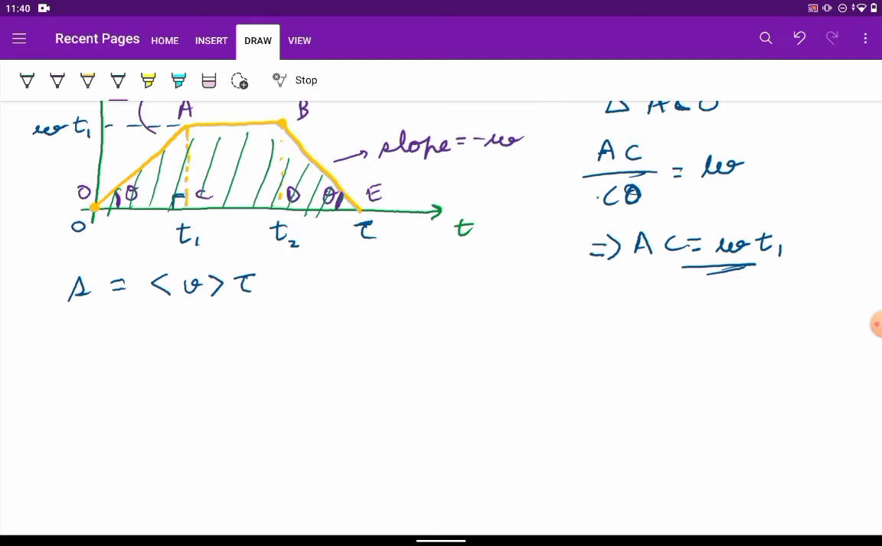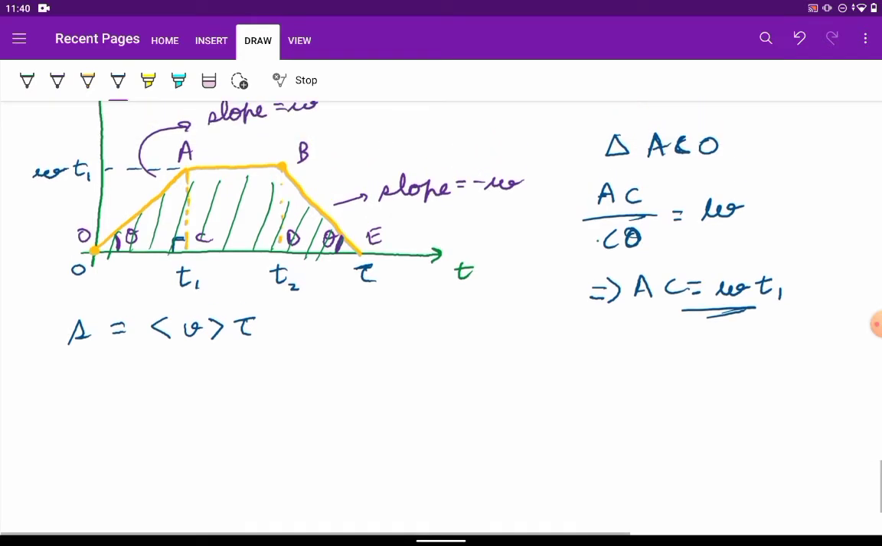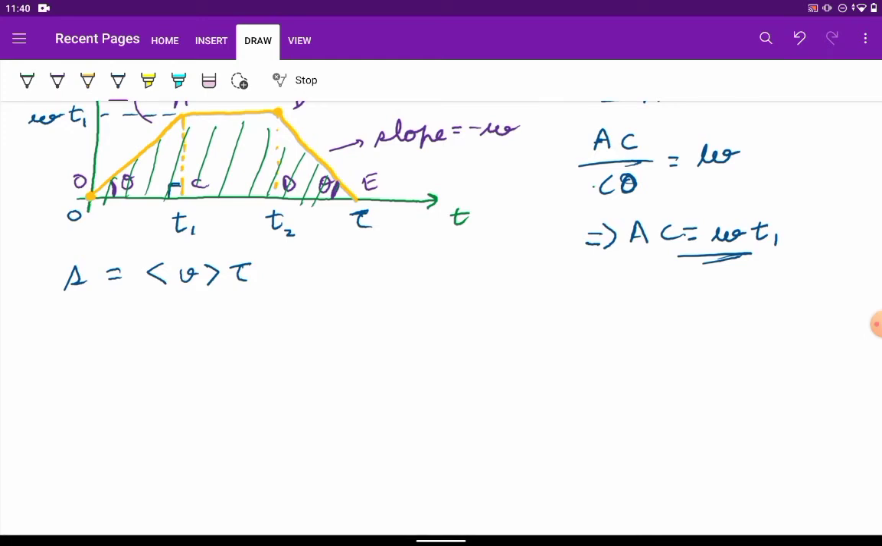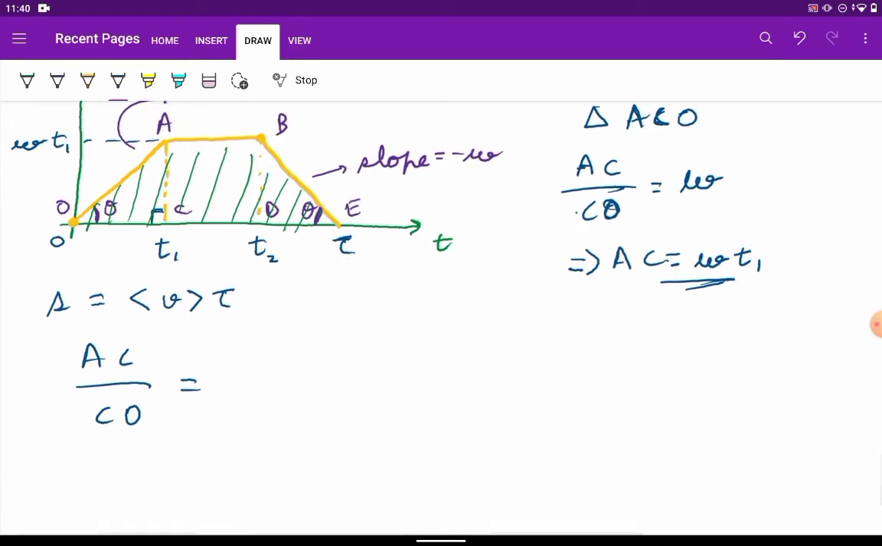Now before doing that, one more interesting thing is that the slopes are essentially one is w, other is minus w. So these two angles are theta, so AC by CO is equal to BD by DE. But we know that AC and BD are essentially equal, which is w t1. So AC and BD cancel out, and basically CO is equal to DE.